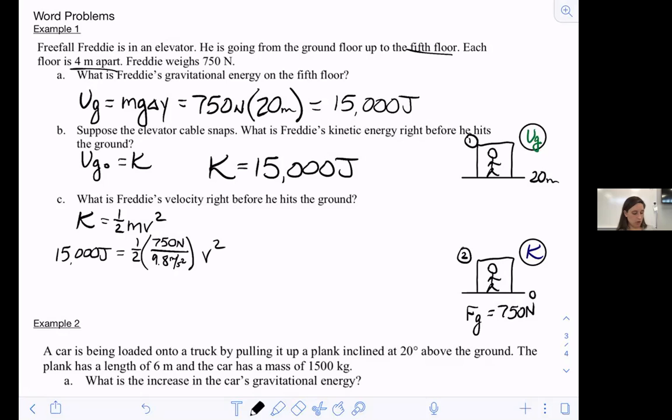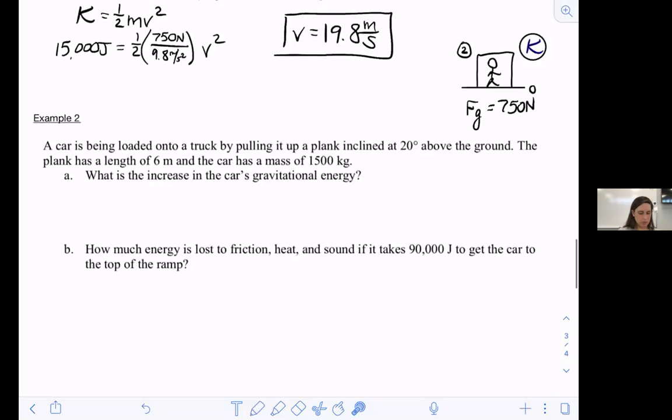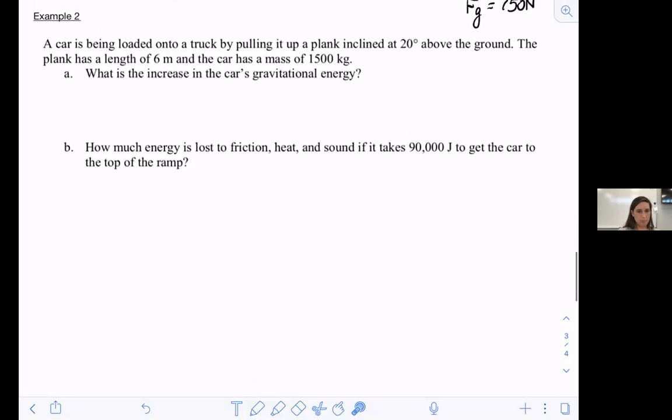And to save you all the pain of having to watch me enter things into a calculator, I'll let you know that my calculator told me 19.8 meters per second. So that's how fast he hits the ground, which is really fast. Oh my God, I would not want to be in Freddy's position. I don't think Freddy's going to make it. I think he's going to have a really tough time. Oof. Moving almost 20 meters per second by the time he hits the ground.